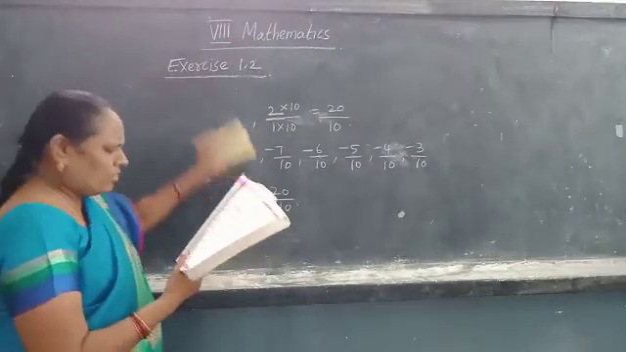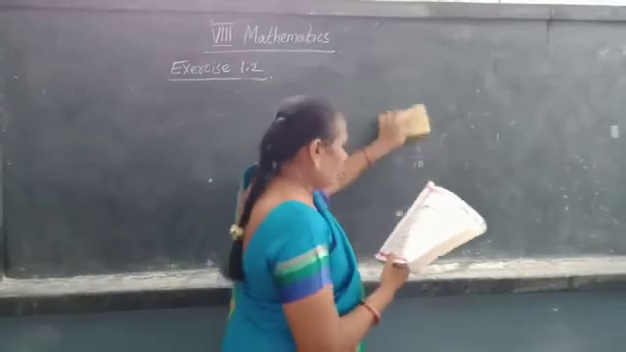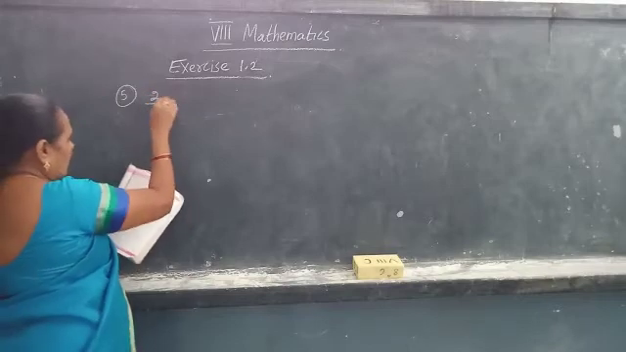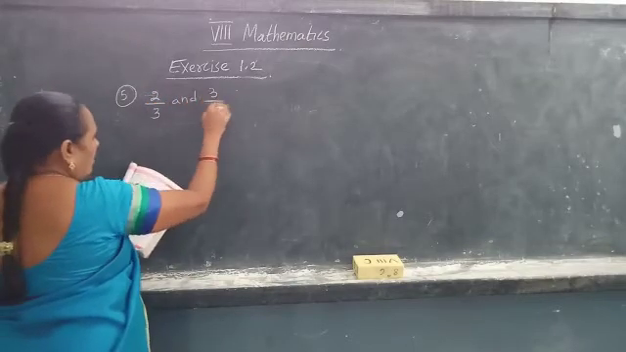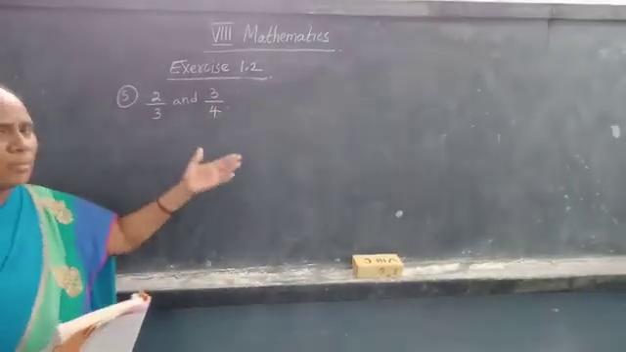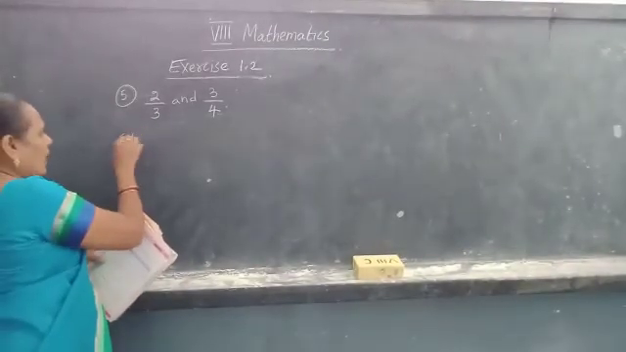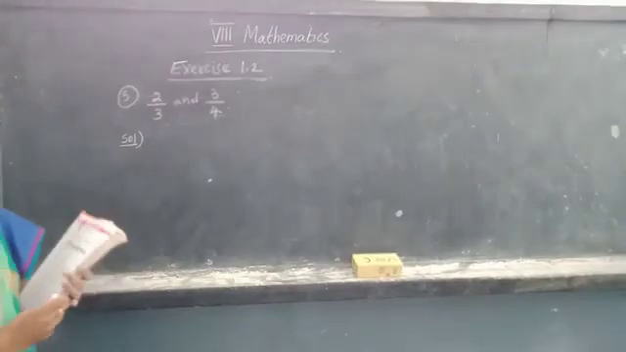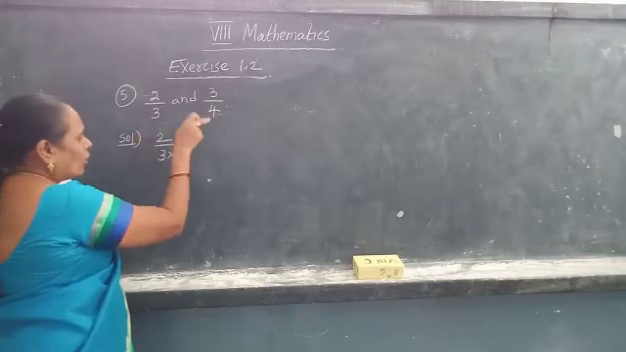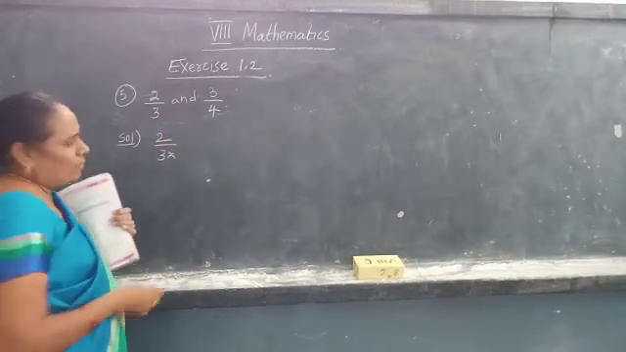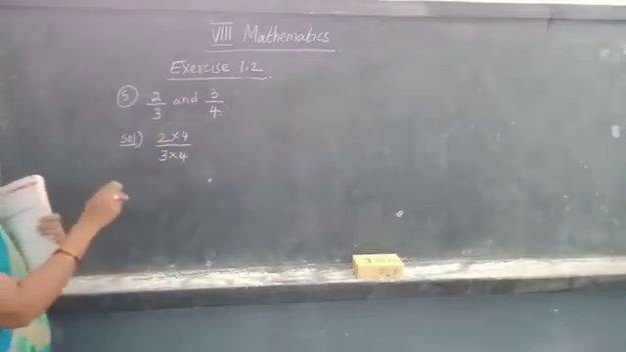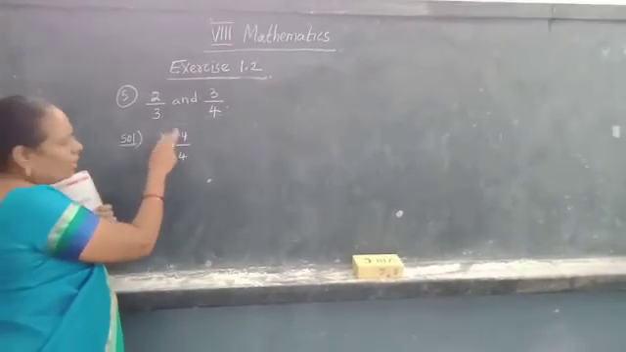Next, the 5th one. Find a rational number between 2 by 3 and 3 by 4. So here they gave the numbers directly, but the denominators are not the same. You have to make the denominators the same, and they are asking you only one rational number between them. So how to make the denominators the same? What you multiply with 3 and what you multiply with 4, they both will become the same. So multiply 3 with 4, and when you are multiplying the denominator with any number, the same number should be multiplied with the numerator also.